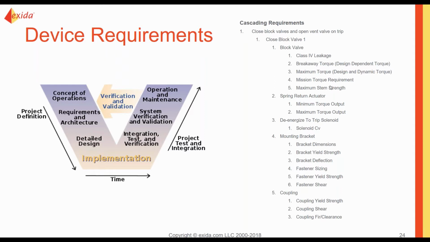Now, these are not exhaustive. What I've tried to do here is capture the things that maybe aren't reviewed in as much detail as they should be. Then for that block valve assembly, we'll have a spring return actuator. We need to understand the minimum torque output and the maximum torque output and be sure that it'll meet the requirements. We have a de-energize to trip solenoid. What's the CV through there? Will it exhaust fast enough for the assembly to move quickly enough?